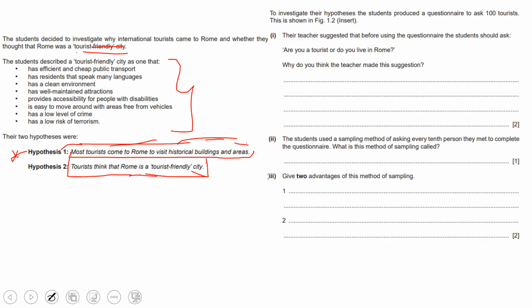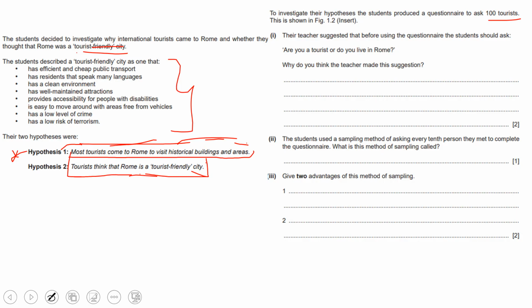Now, to investigate their hypothesis, the student produced a questionnaire to ask 100 tourists. Okay, this is shown in figure 1.2. What I try to do here is to show you the aspect of the questionnaire that is actually useful for us, but in the insert you tend to get the complete version of the questionnaire. So anytime we need to make reference to it, we'll look at it.